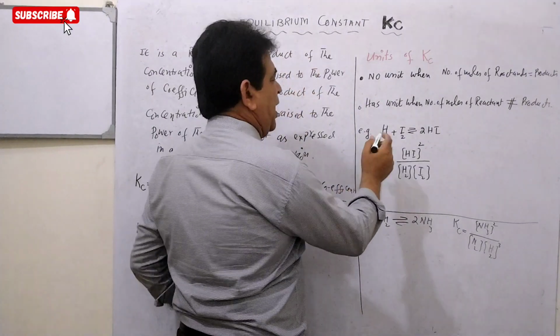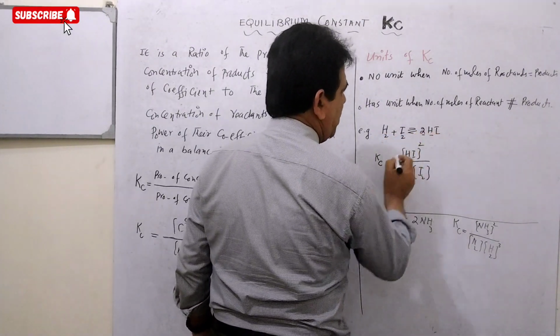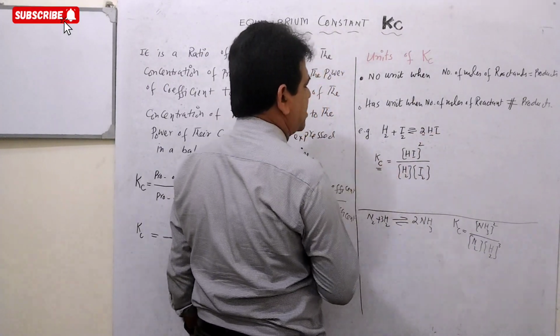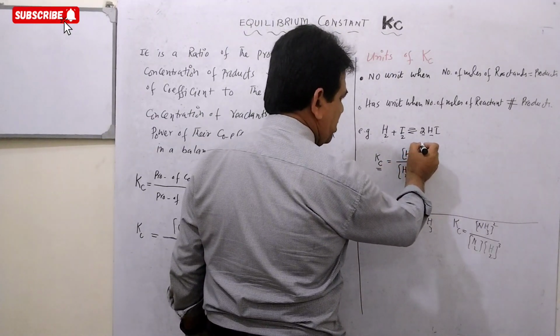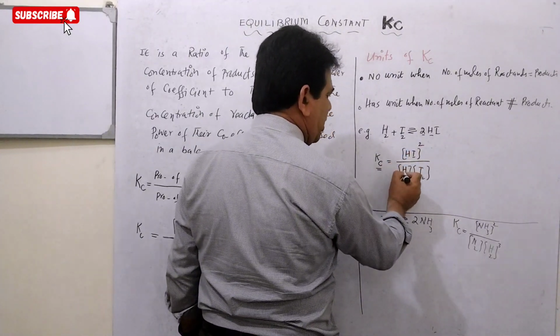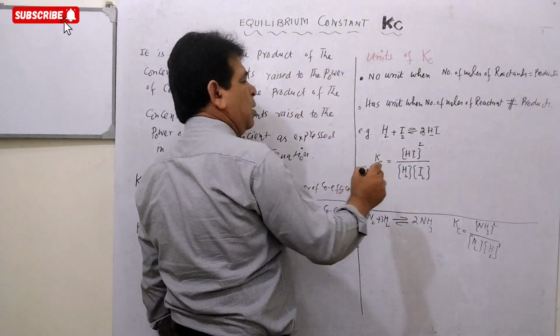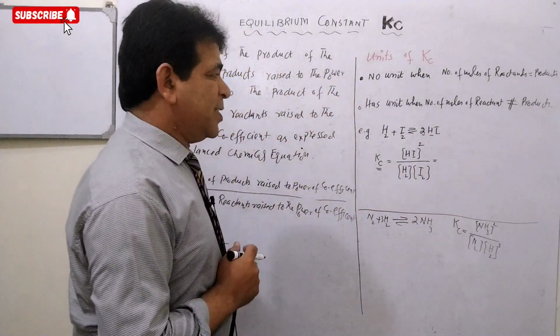Say H2 and I2 react together in a reversible reaction and form 2HI. The equilibrium constant expression for this chemical reaction is the HI molar concentration raised to the power of 2 over H2 into I2. Now we can derive the unit for this Kc expression.